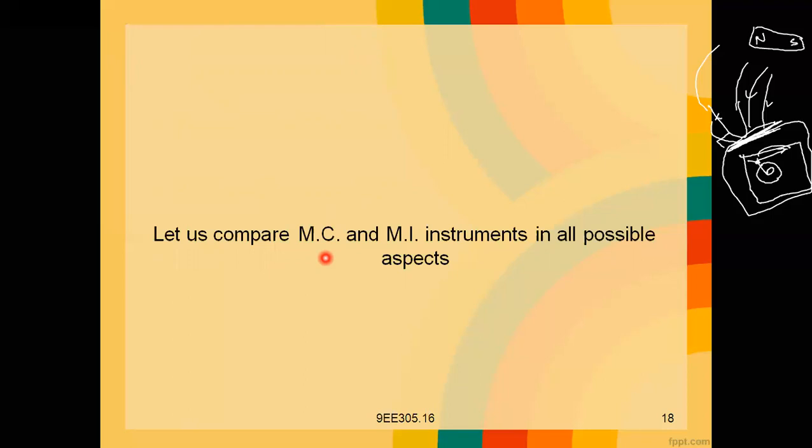So we have seen a recap of MI instruments and we have seen advantages of different types of MI instruments like attraction type and repulsion type, and then we have seen different errors, causes of errors, different types of errors that can occur in MI instruments, and what are the remedies for those errors, how to overcome the errors, and then we have seen how errors will affect accuracy and standard of our meter, and we have seen figures of accuracy of MC instruments.